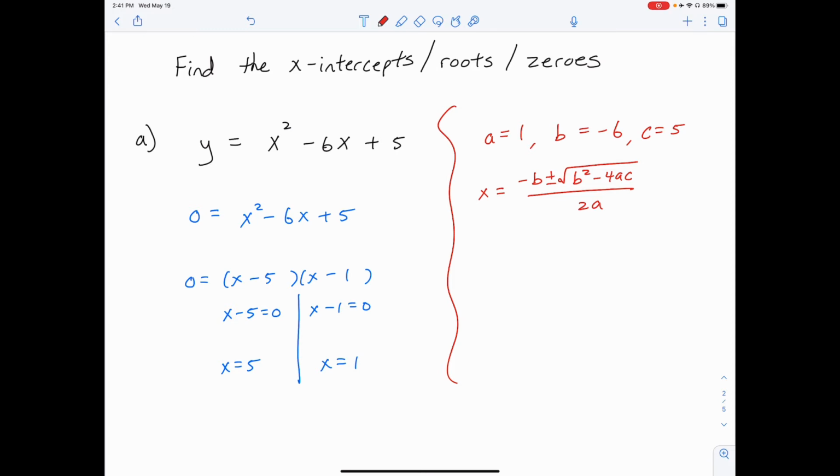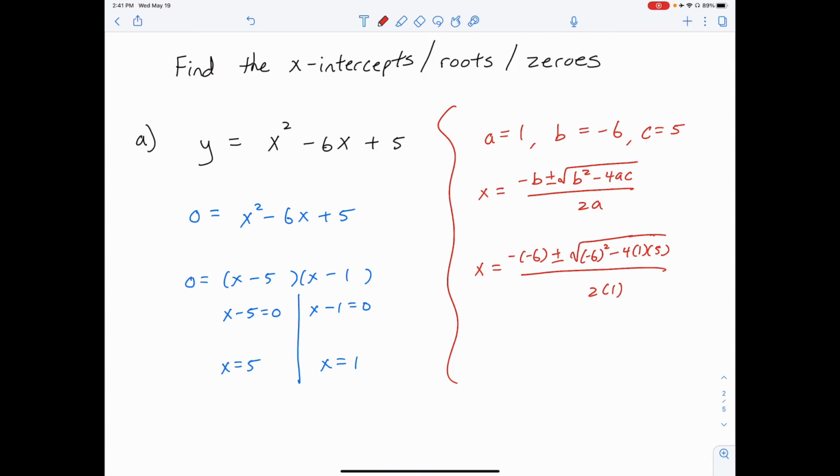So now all we need to do is plug in everything and see what comes out. So x equals negative b would be negative 6 plus or minus the square root of b squared. So for this one here, make sure to always put your b value in brackets. Minus 4, a is 1, c is 5, all over 2a. Now, you can probably put this in your calculator and get the answers right away.